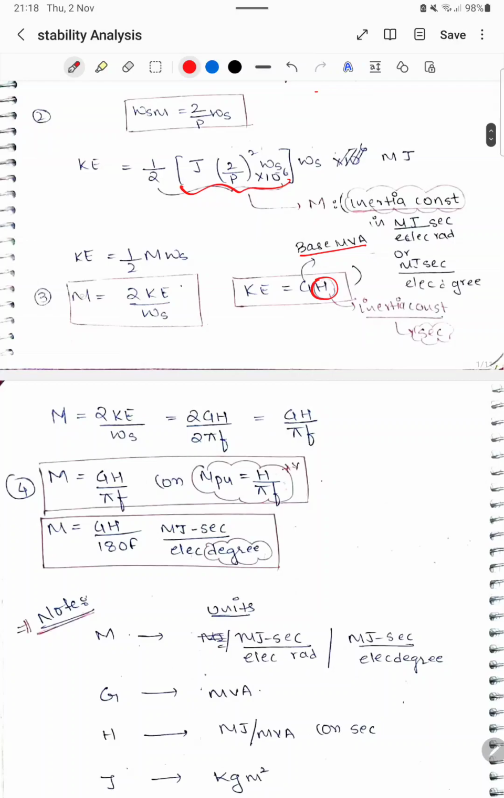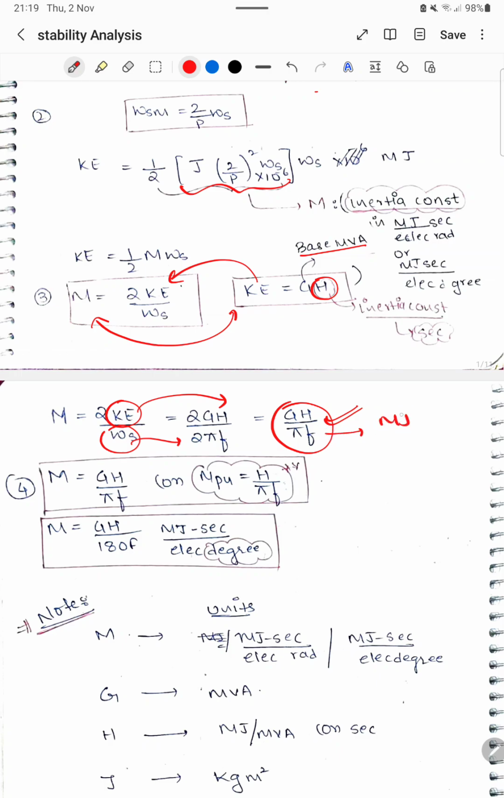So when you equate these two, when you substitute the value of Ke in the first formula, you get M equals 2 Ke upon omega s, which can also be written as 2 Gh upon 2 pi f, expanding omega s to 2 pi f and Ke to Gh. So when you cancel, you get M as Gh upon pi f. So this is nothing but megajoule second per electrical radian, since pi is there.